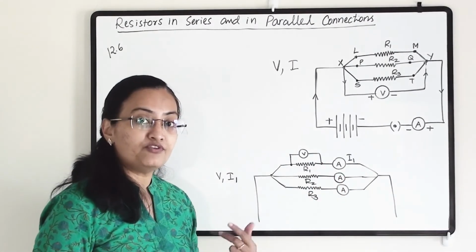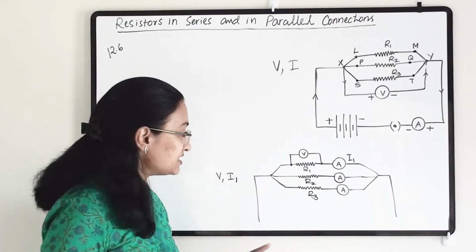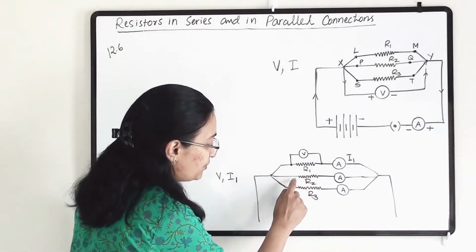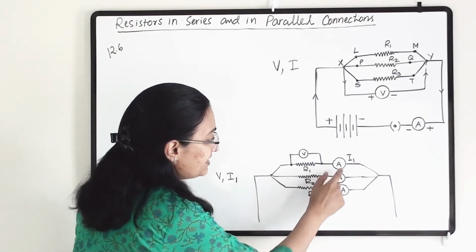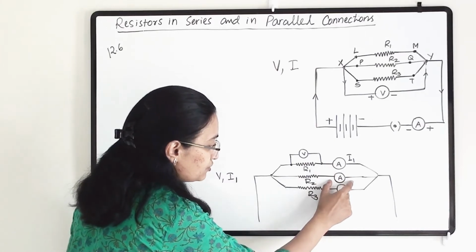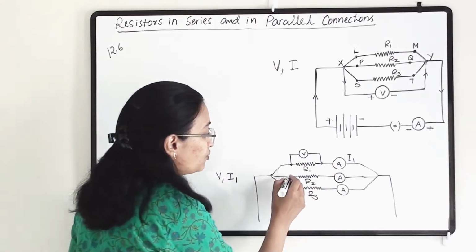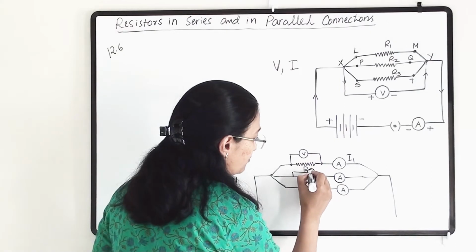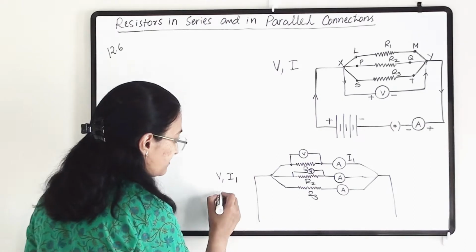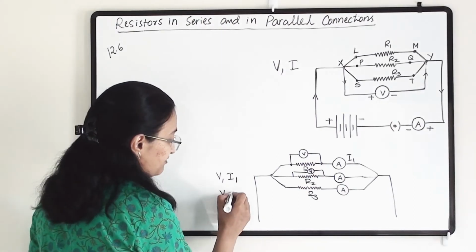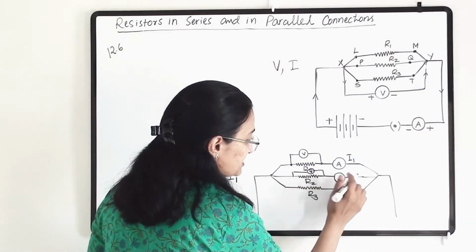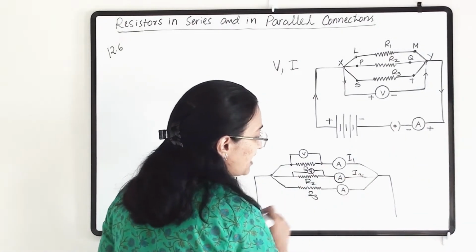Next, we repeat this experiment, but this time with R2. So we detach the voltmeter from R1 and attach it over here, and we detach the ammeter from here and attach it here. So now it is along with R2. Here we attach the voltmeter and ammeter. Again we will get two readings, the potential difference and I2, the current which passes through the resistor.